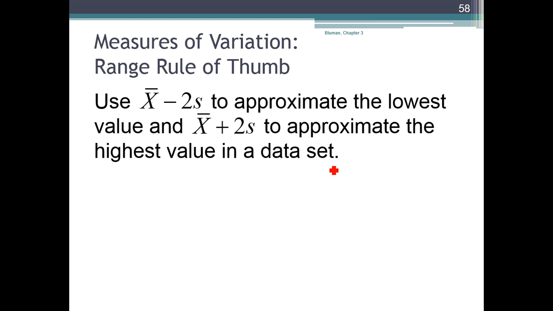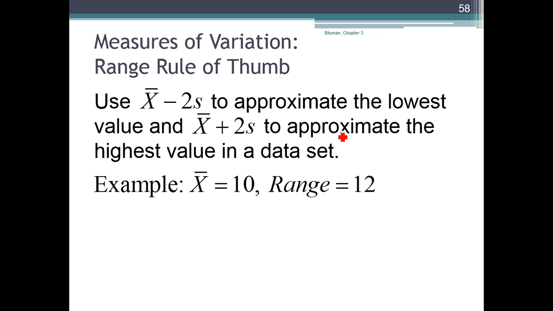Finally, what you can do with that range rule of thumb is that if you take your mean and subtract 2 of those, you can approximate the lowest value. If you take the mean and add 2 of those, you can approximate the highest value. Here's an example: if our mean was 10 and our range was 12, our range rule of thumb would say that we take 12 divided by 4, and we get a value of 3. So that's our standard deviation, a very approximate value.